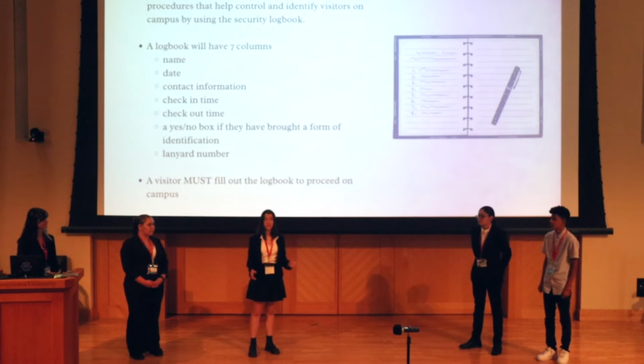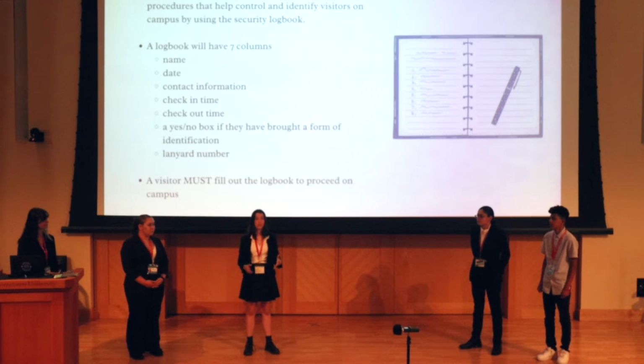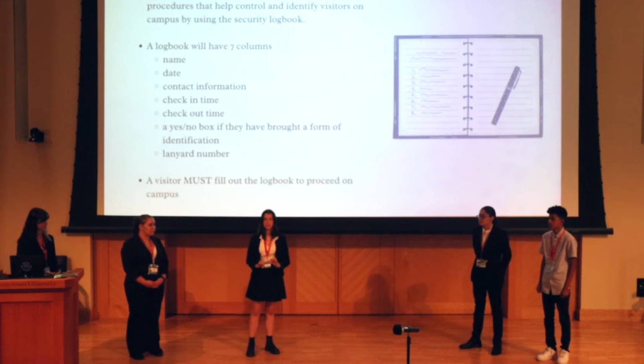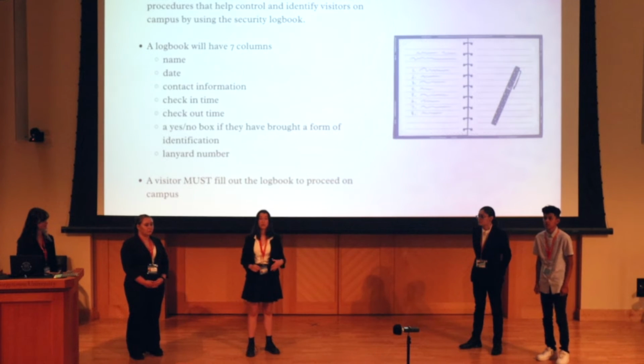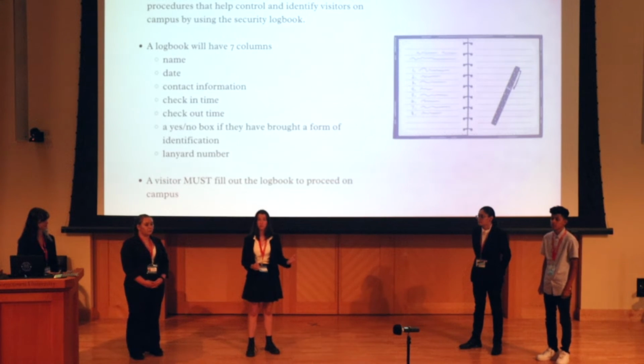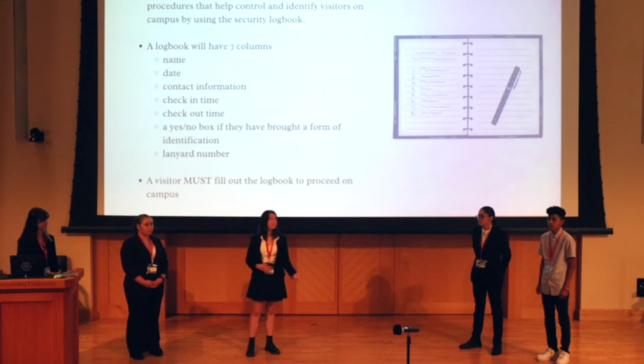The form of identification is necessary so that we can vet who is coming into the campus. It will also be held until the visitor decides to leave as an insurance policy. The lanyard number details who the visitor is, so in case security needs to find them, they can cross-check with the logbook, and contact information will be shown in the form of a phone number so that if security needs to contact one of the visitors, it is easily done.